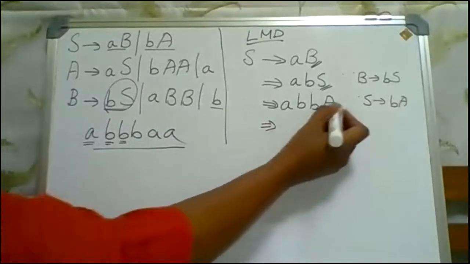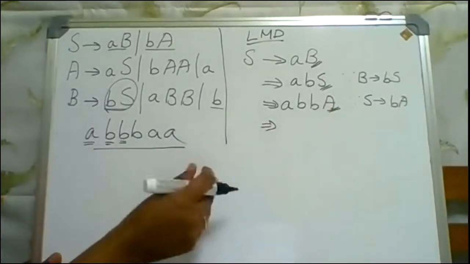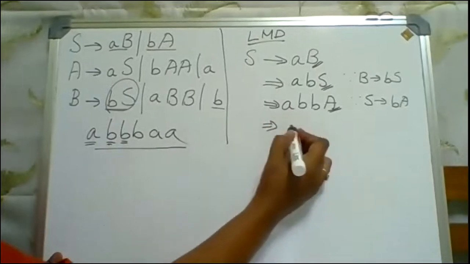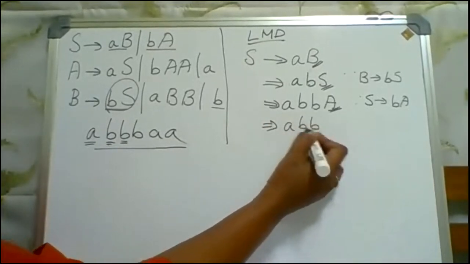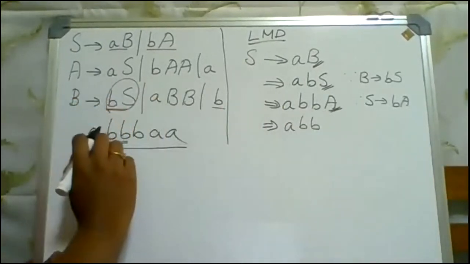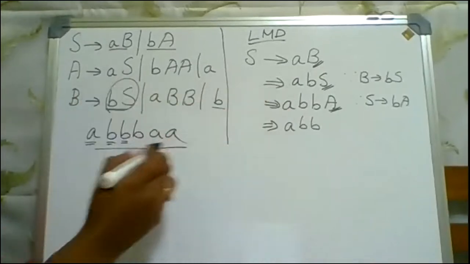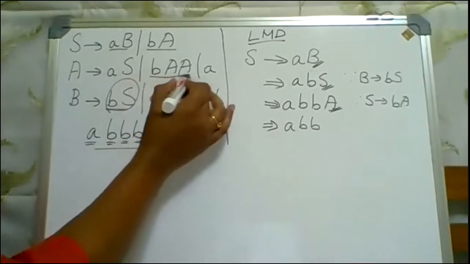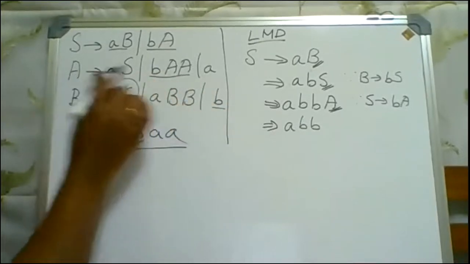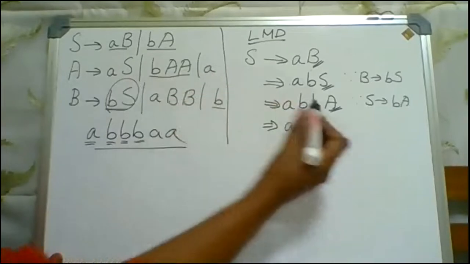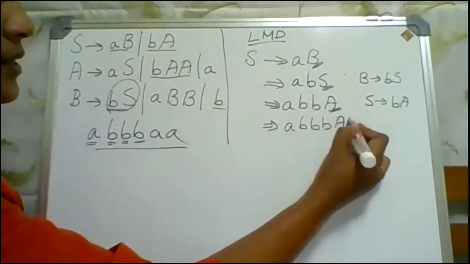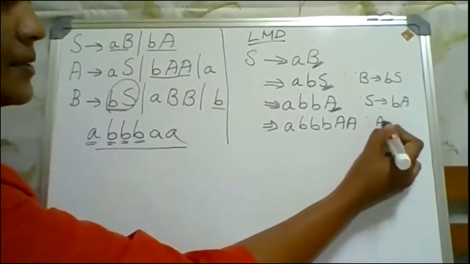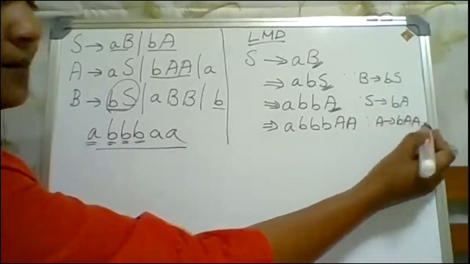Next, we need to replace the variable A with any of the productions. We have obtained ABBA, and A should be replaced with any of the productions. Our next symbol is B. So here the only possibility is we should replace this A with the production BAA, where A is replaced with BAA.